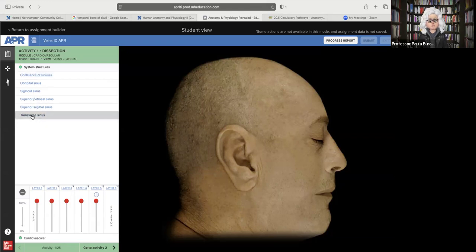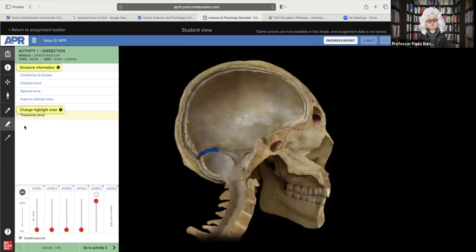So we're going to start with the transverse sinus. The superior petrosal sinus, remember the petrous portion of the temporal bone? So this is going to run along that. Sigmoid. So you can see the sigmoid and the transverse are there in the same general area. Occipital, remember your occipital bone. A superior sagittal, that's going to run right deep to the sagittal suture between the two parietal bones, and the confluence. The confluence is where all of these sinuses drain into on the way to the internal jugular.